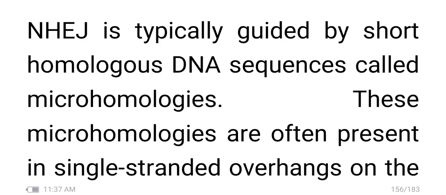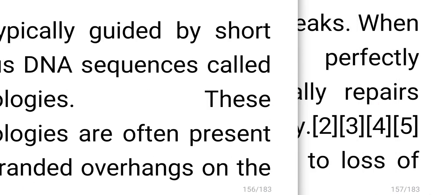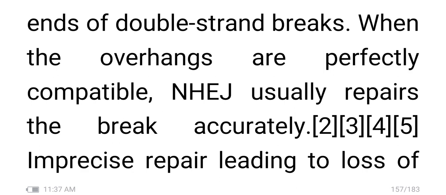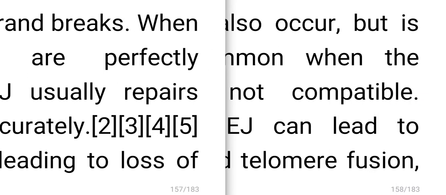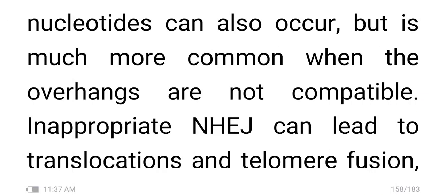These microhomologies are often present in single-stranded overhangs on the ends of double-stranded breaks. When the overhangs are perfectly compatible, NHEJ usually repairs the break accurately. Imprecise repair leading to loss of nucleotides can also occur, but is much more common when the overhangs are not compatible.